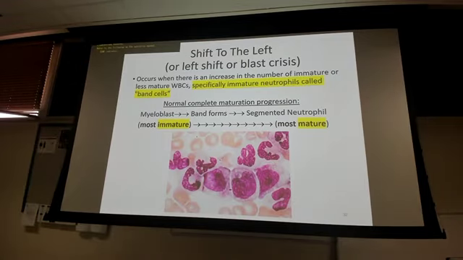Okay, shift to the left. Remember I had said this earlier about bands. If you get your CBCs back with differentials and we're saying we found bands everywhere, that means there's a lot of immature cells in that slide, okay? So specifically immature neutrophils are called band cells. So going from myeloblasts, band formed, segmented neutrophil. Blasts are the most immature, segmented neutrophils are the most mature. Okay? So shift to the left or blast crisis, that's not good.